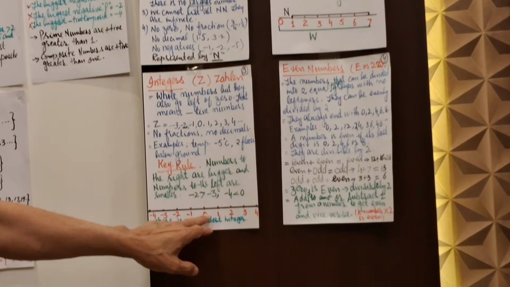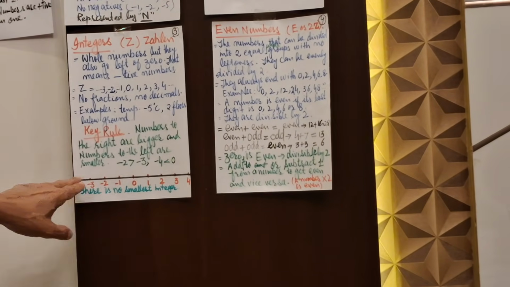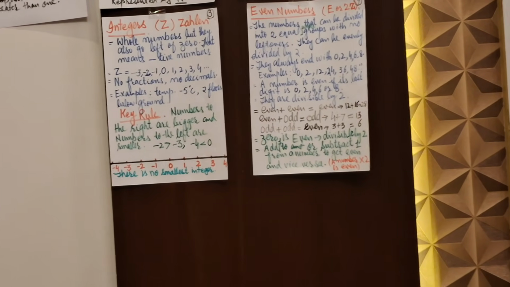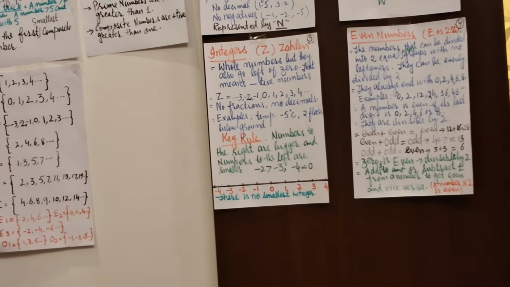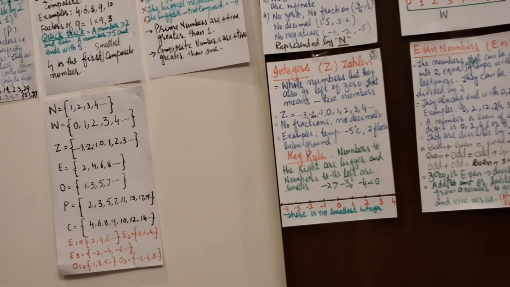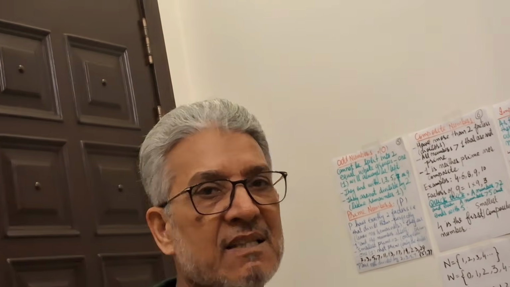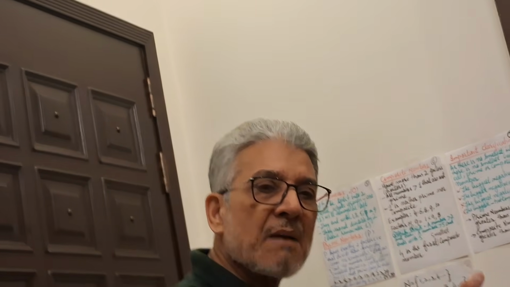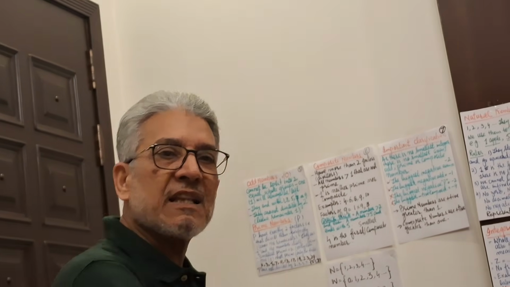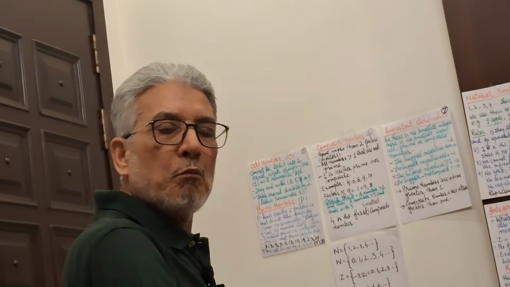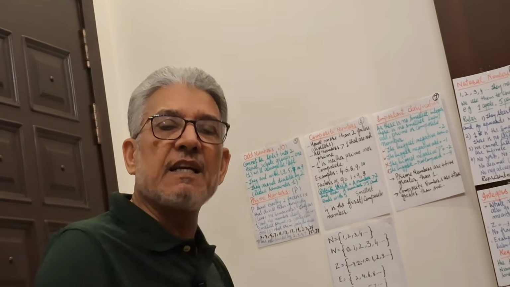the numbers, when you go left, they keep on moving. -4, -5, -6. And -5 is smaller than -4. -6 is smaller than -5. -7 is smaller than -6. So they keep on moving. They keep on becoming smaller and smaller, and they keep on moving infinitely, indefinitely.